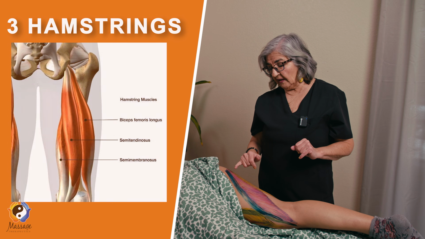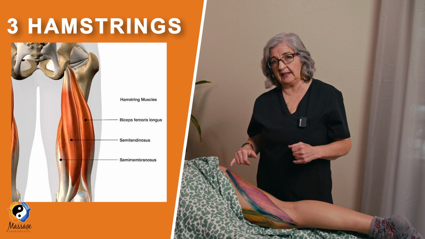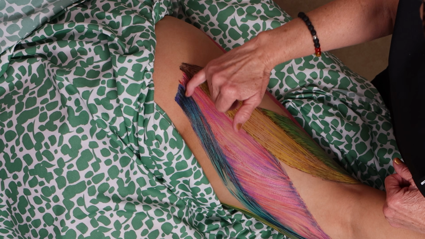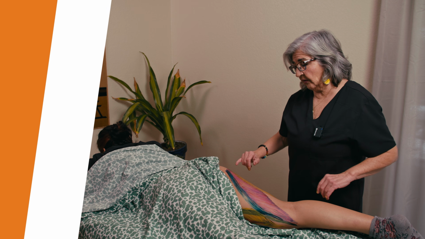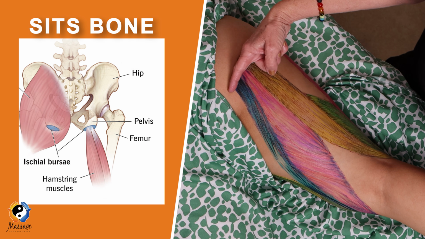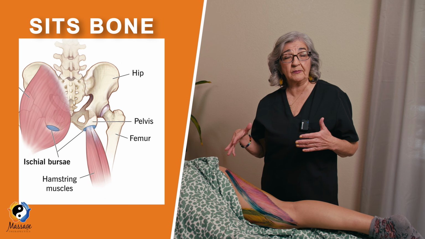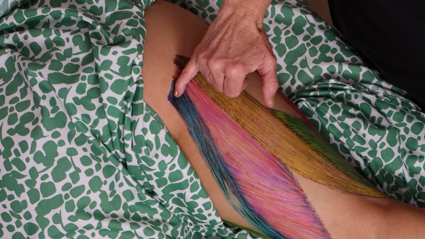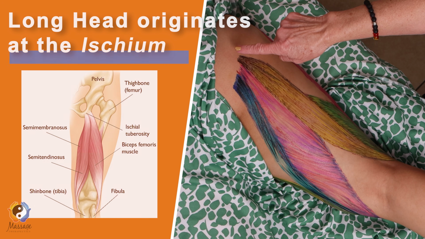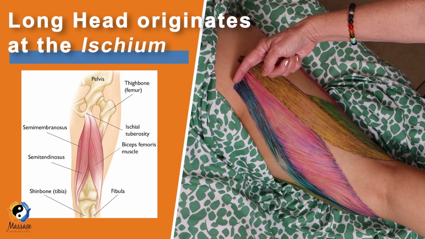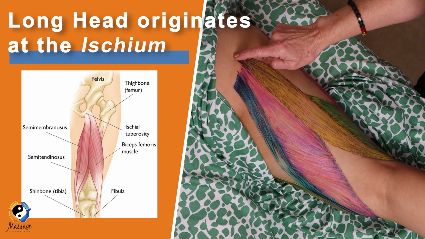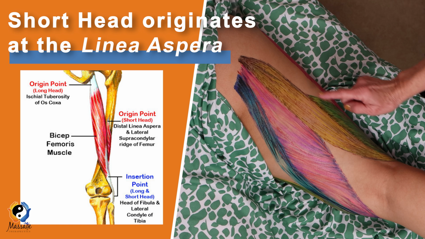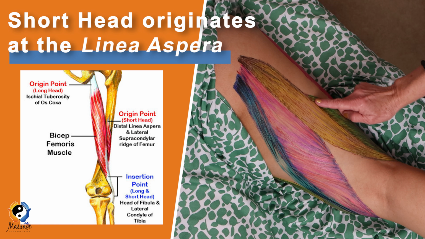Now, all the hamstrings originate at the ischium, which is your sits bone. It's the lowest part of your pelvis. So right here is your sits bone, the bone you sit on. All 3 of them originate here. Now the long head originates at the ischium. The short head of the biceps femoris originates right here on the linea aspera.